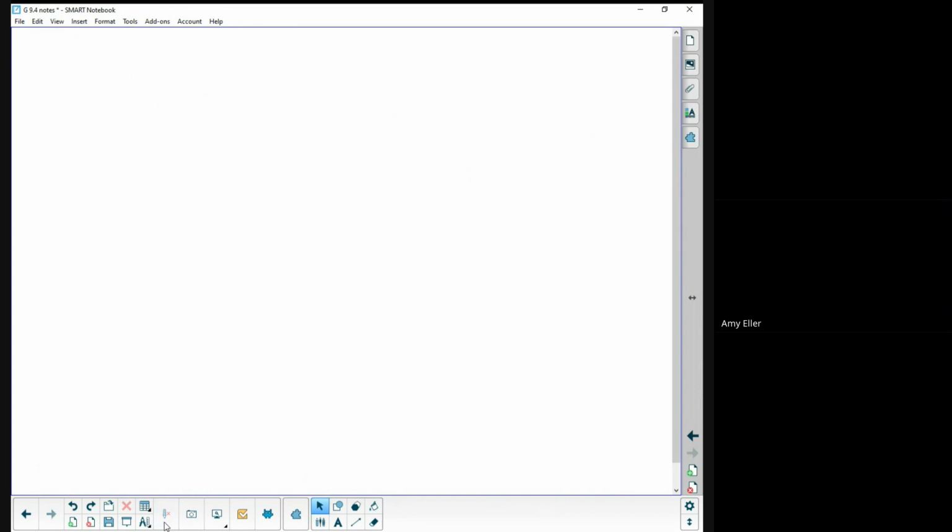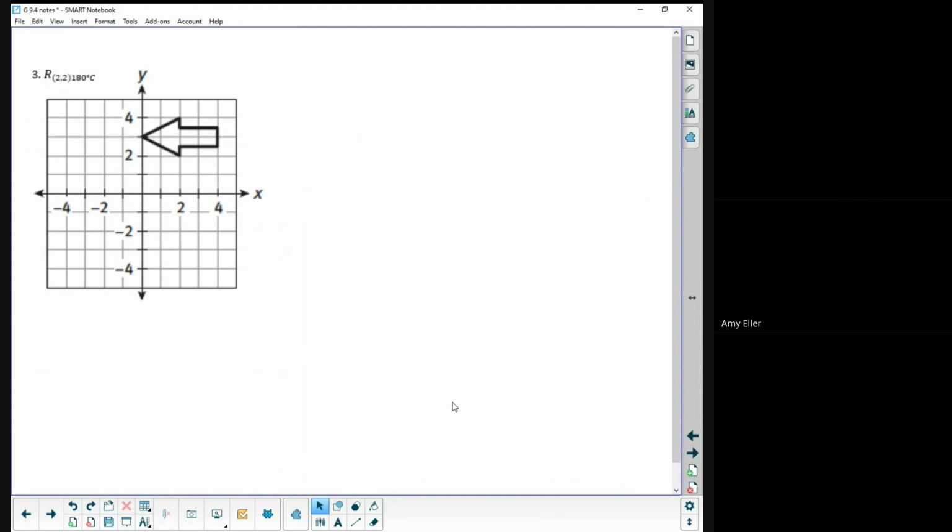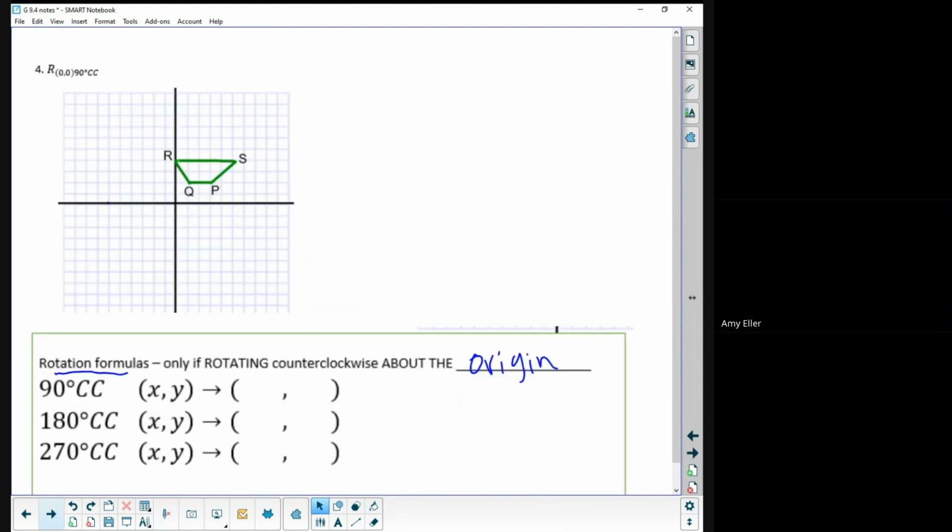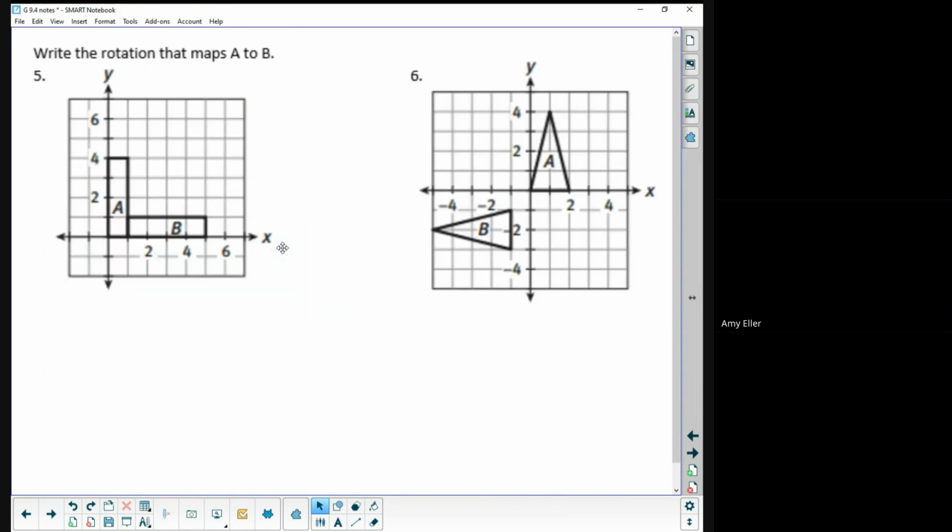We did number 3, rotating around (2, 2). That's not the origin, no formulas. Cut this out, spin it around that point. Number 4 we did, about the origin, so again, write the 4 points, apply the formula, that will give you your new points. Here's where we're starting today.